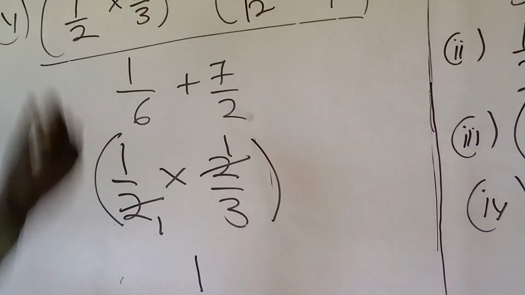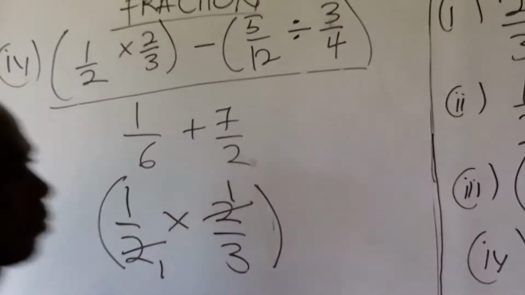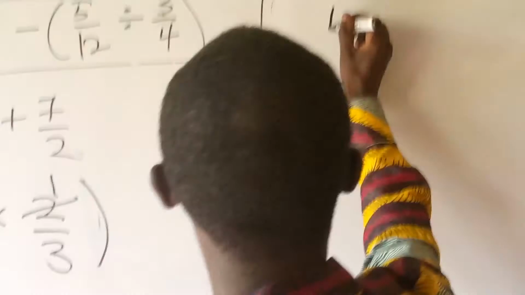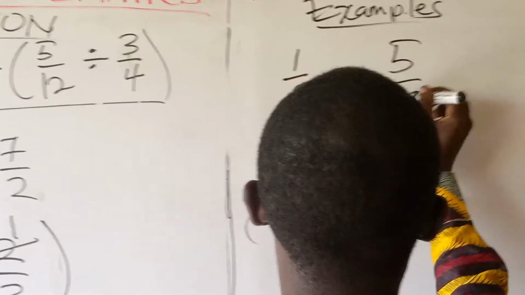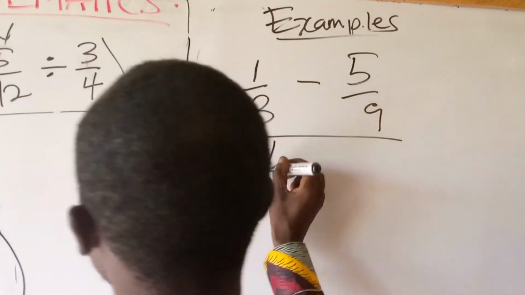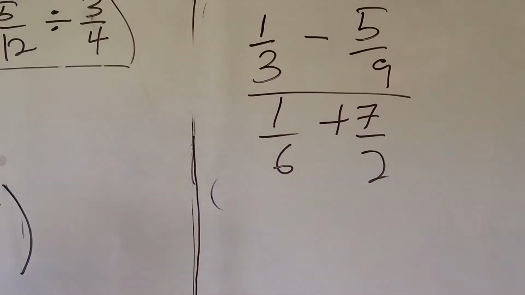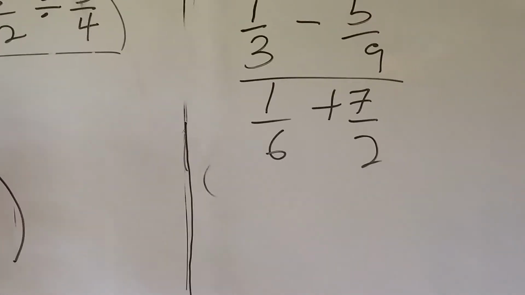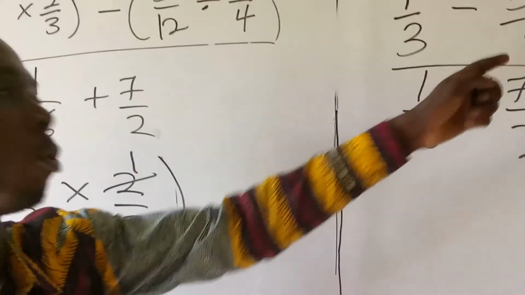You see, I have worked for this bracket and also I have worked for this bracket. So I'll substitute this one here in place of this, and this one too, I'll substitute it here. So it becomes 1/3 minus 5/9 over 1/6 plus 7/2. You see, instead of giving you the question in this format, they rather give it to you in this way. So if you don't know that, you must work out the values in your bracket first and eliminate this one and substitute it. You cannot what? Solve it.